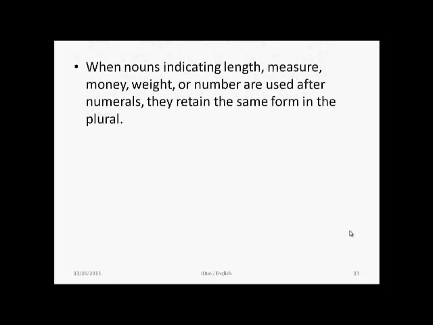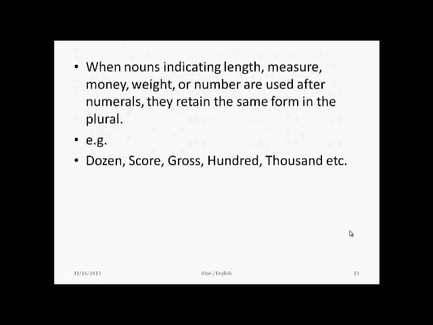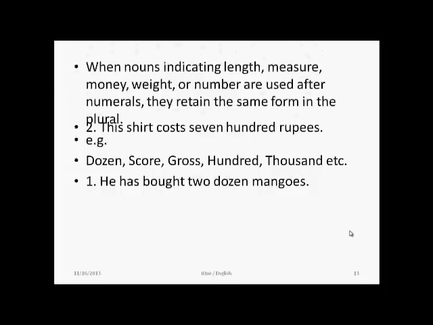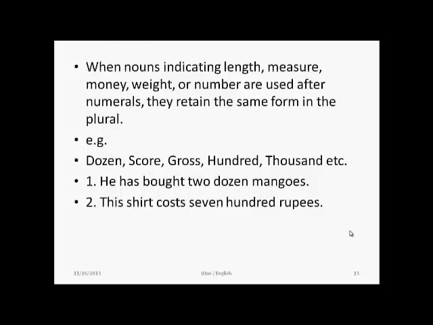When nouns indicating length, measure, money, weight or number are used after numerals, they retain the same form in the plural as well. So for example, dozen, score, gross, 100, 1,000, etc. will retain the same form in the plural as well. So we say he has bought 2 dozen mangoes. We do not say 2 dozens. Similarly, this shot costs 700 rupees.